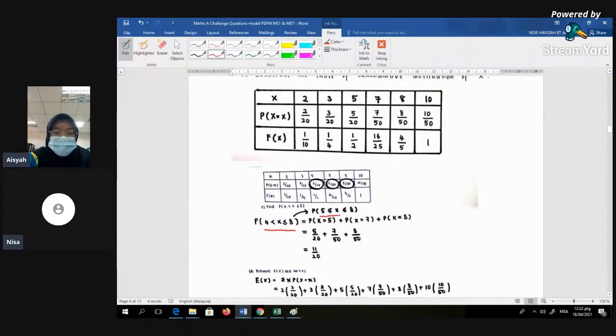Kita tahu yang probability X sama dengan 5 tambah probability X sama dengan 7 tambah probability X sama dengan 8. Kita substitute nilai dia daripada kotak atas tadi dalam jalan kira. Key in the calculator and kita dapat jawapan 11/20.